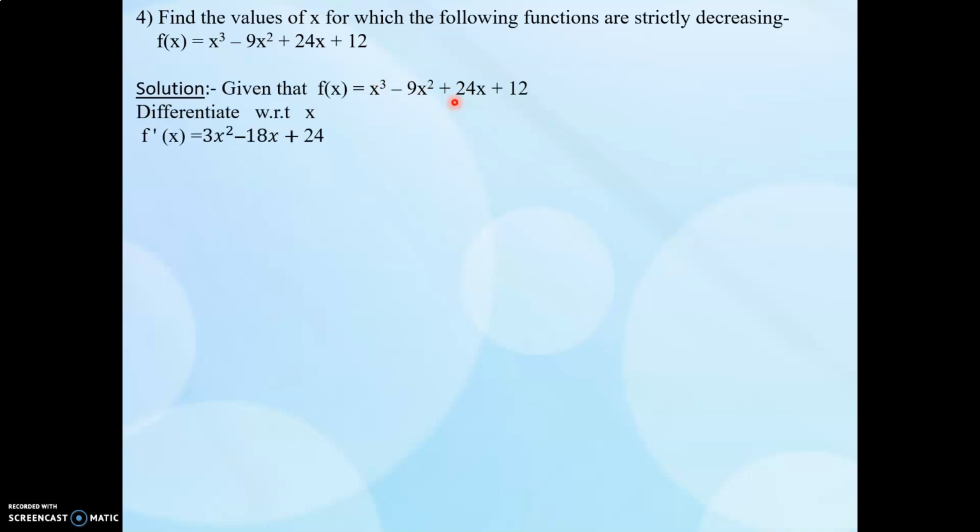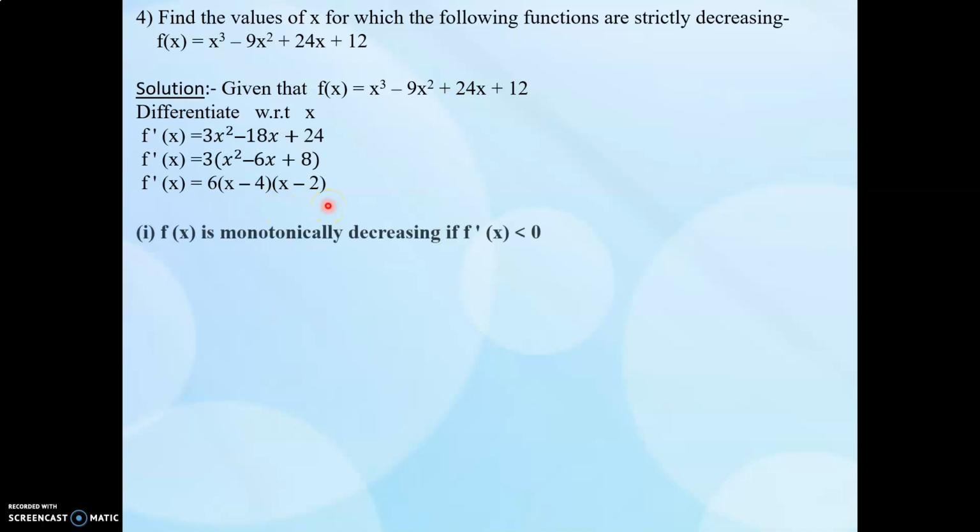Next question, find the values of x for which the following functions are strictly decreasing. So f of x is equal to x cube minus 9x square plus 24x plus 12. Given that f of x is equal to this function, you have to find f dash x. You can take 3 outside. Again factorizing, you will get 3 into x minus 4 into x minus 2. f of x is monotonically decreasing if f dash x is less than 0.